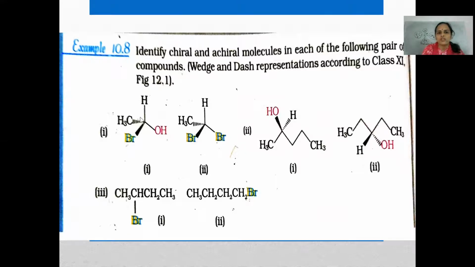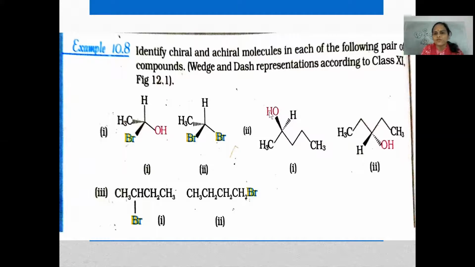So here you see, this is your stereo center of the carbon. H is present as one group, CH3 is the second group, Br is the third group, and OH is the fourth group. So since 4 different groups are present here, this first compound is chiral in nature. Look at this compound. This is carbon, and since it has 2 Br groups on the same carbon atom, this is achiral in nature. So this molecule is achiral and the first one is chiral.